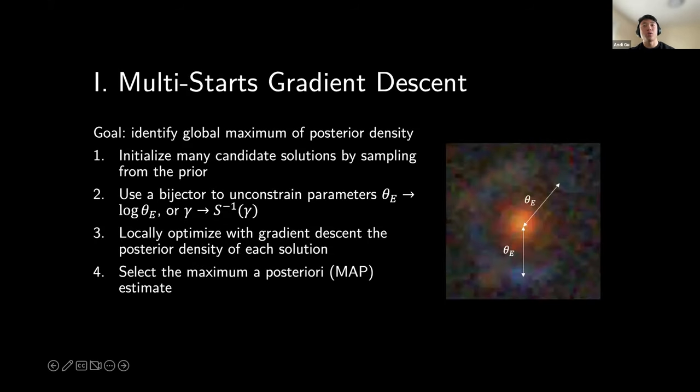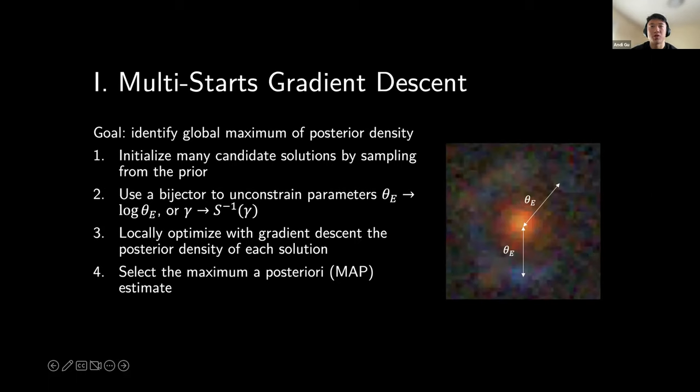Okay, great. Now to get down to the actual modeling procedure used in this library. As I mentioned before, our strategy is to first identify the global maximum of the posterior density, and then use this to inform how we initialize our sampler. We do this with multi-start gradient descent, which means we'll initialize many different candidate solutions by just sampling from our prior. This prior should be broad enough to include the global maximum. Next, we'll use a bijector to unconstrain various parameters in our lens model. I know that might sound confusing, but to make it concrete, let's take the Einstein radius. Since this is a radius, it should always be positive, but it's undesirable to manually constrain the parameter to always be positive in our gradient descent. These kinds of hard walls are not very natural.